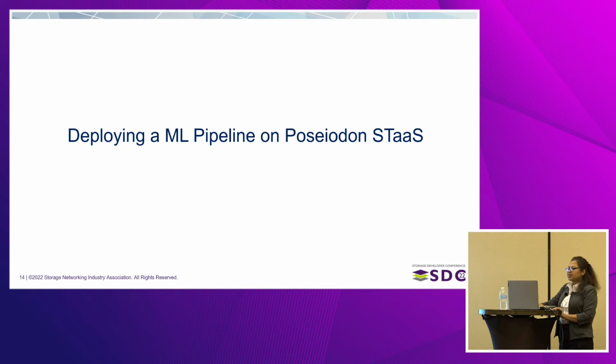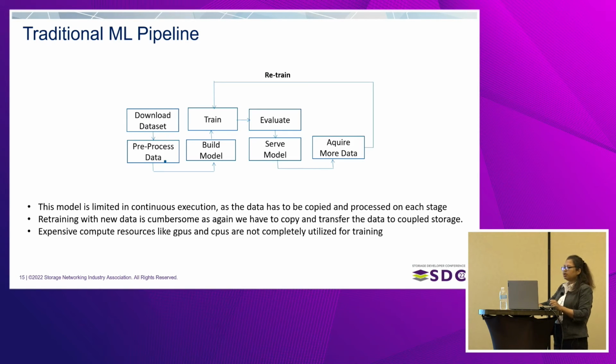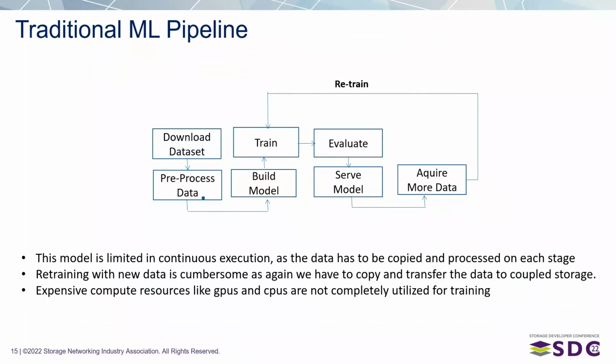Finally, on the Poseidon STaaS, we also tried to deploy a machine learning pipeline to evaluate it further. We have deployed a 4-stage modular ML pipeline. To understand what is meant by modular ML pipeline deployment, let's first see how a traditional ML pipeline is built. A typical ML pipeline consists of multiple stages.